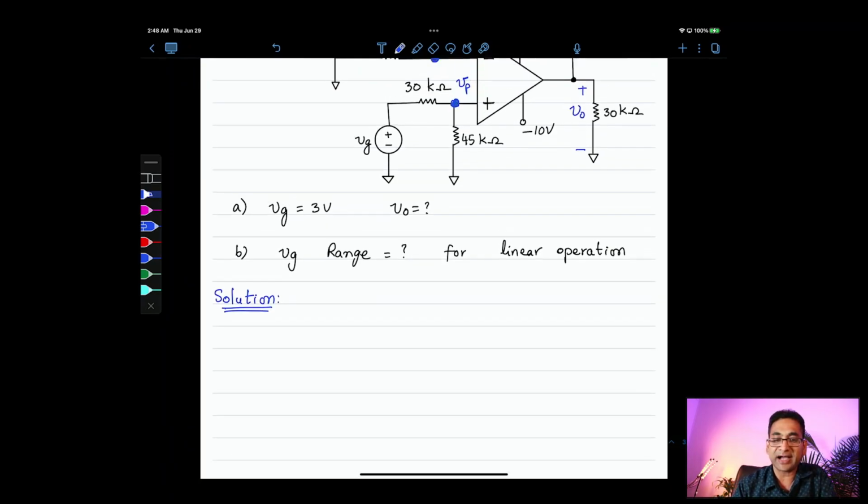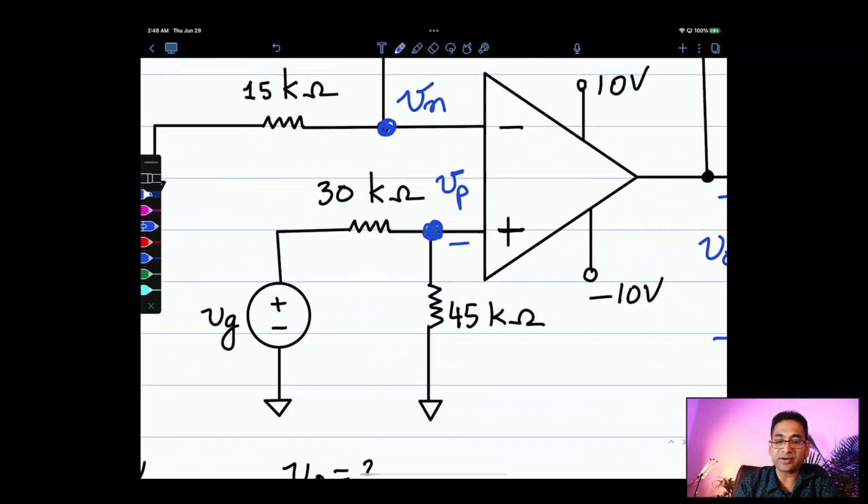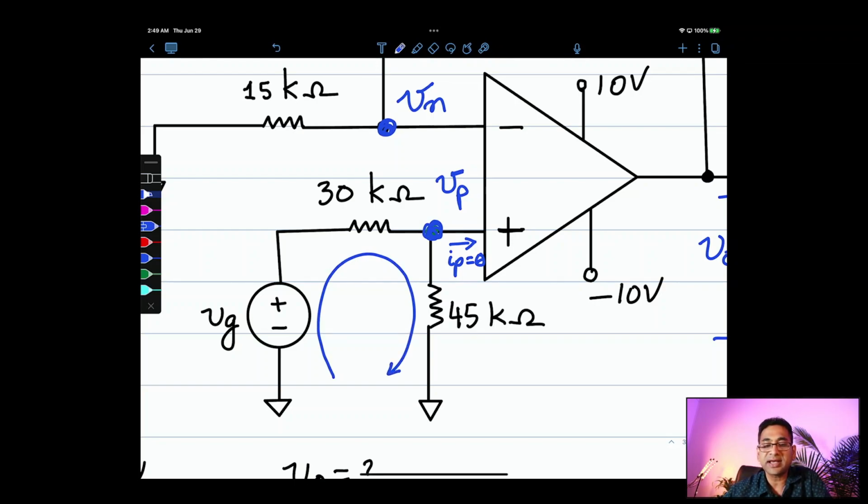Let's see. In this scenario, notice that the current going into this branch is 0. Ip is 0. That's the current constraint, right? So because of the current constraint, the current going in there is 0. So what we have is the current coming out of this voltage source passes through the 30 kilo ohm and 45 kilo ohm resistances, and Vp happens to be the voltage divider.